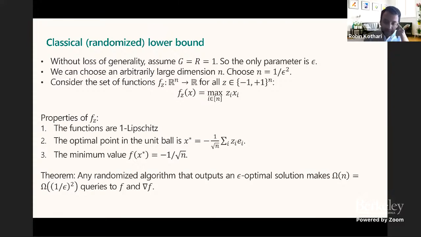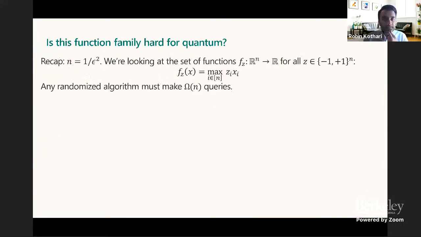And as I motivated, we should think about, can we do better on this family of functions with a quantum algorithm? That's a good place to start. And yeah, so can we do that? It's just a recap of the previous slide. We have this family of functions, max over i of z_i x_i, and any randomized algorithm must make omega of n queries. Can we do better than n quantumly?